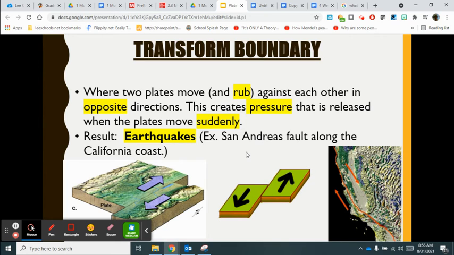Transform boundaries are where two plates move or rub against each other in opposite directions. This creates pressure that is released when the plates move suddenly, and the results are earthquakes. An example is the San Andreas Fault along the California coast.